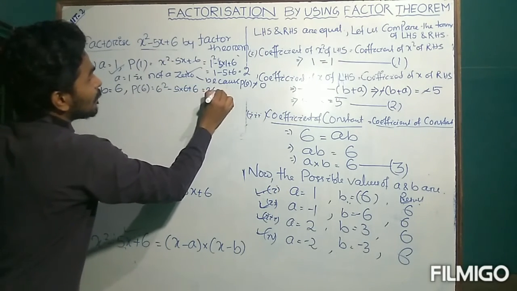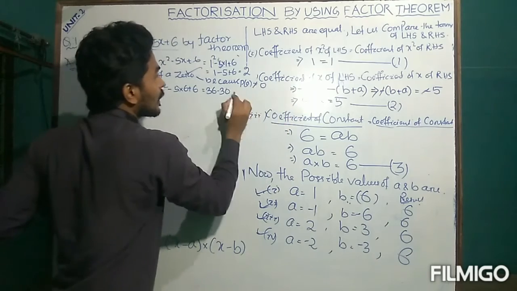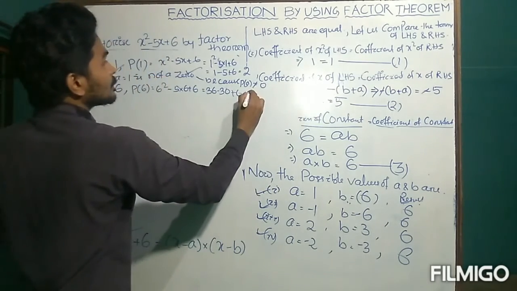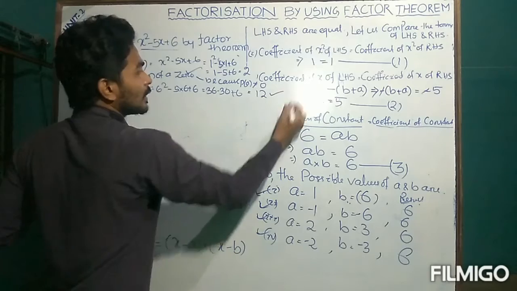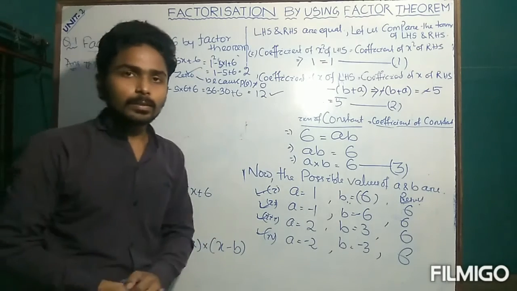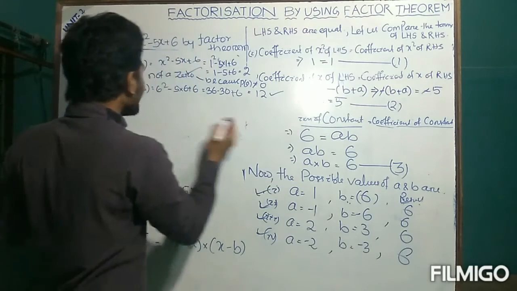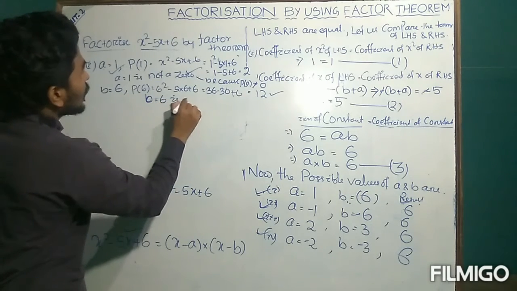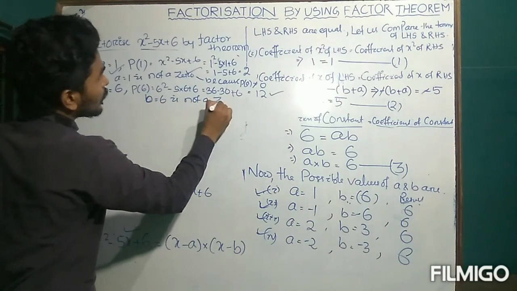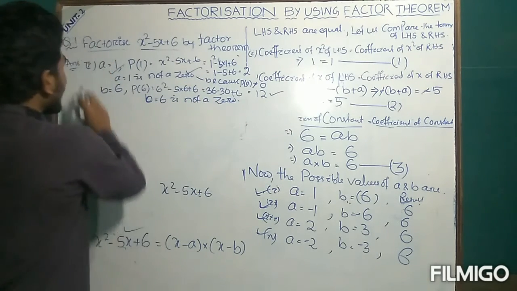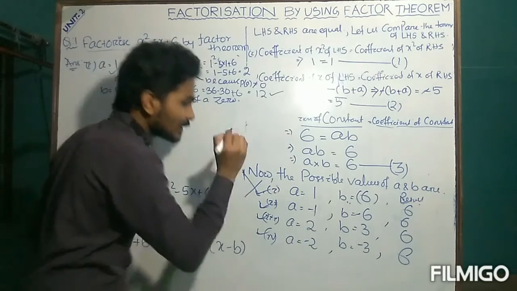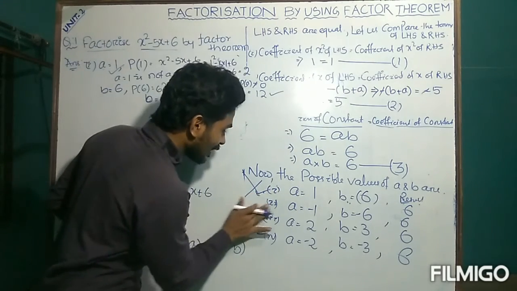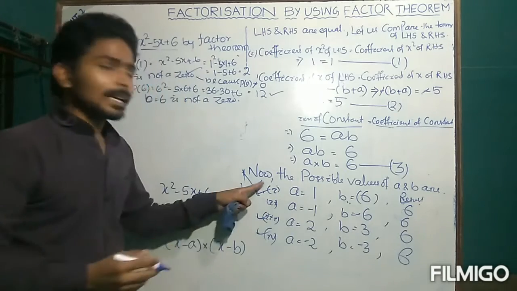So 36 minus 30 plus 6, the result will be 12. Do you get 0 here? No. Here also we do not get 0. So you can write b is equal to 6 is not a 0. Okay, so assumption 1 doesn't hold good, so we cannot go for assumption 1.